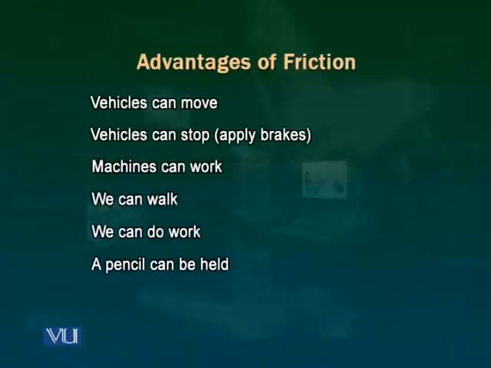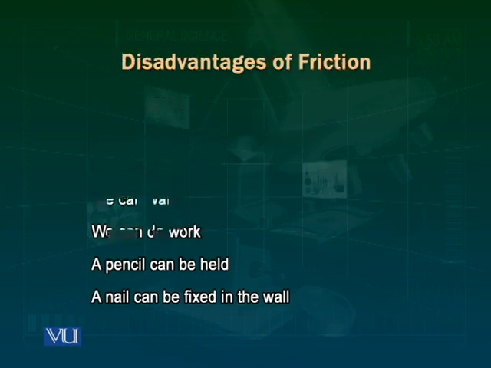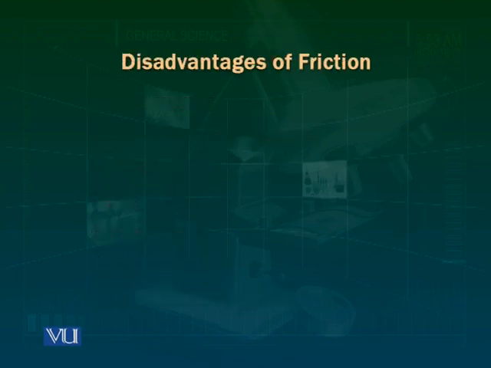I can, for example, hold a pencil in my hand. I can only hold it because of friction between my thumb and the pencil. I can knock a nail into the wall, and because of the friction, the nail will remain there. If there was no friction, it would just move into the wall and it would not serve any purpose whatsoever. However, friction has lots of disadvantages. The basic disadvantage is that whenever there is friction, I have to apply a force to overcome that friction.